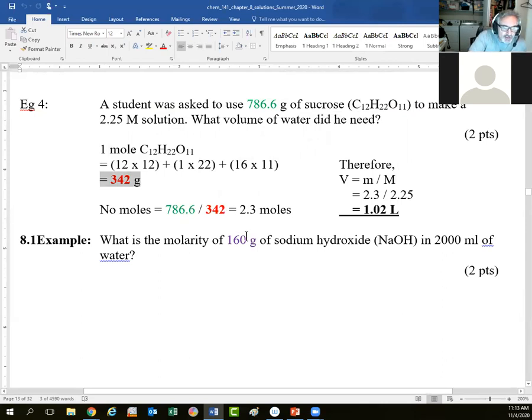For the number of moles, that's the total mass that the question told us about, 786.6, divided by the mass of 1 mole, the 342. So it comes to 2.3 moles. So our original problem, the moles divided by the molarity, that's 2.3 divided by the 2.25 molarity we were told about in the question. So it gives us a volume of 1.02 litres. We want a concentration of 2.25 moles per litre. We need just over 1 litre, given that we've got 2.3 moles.